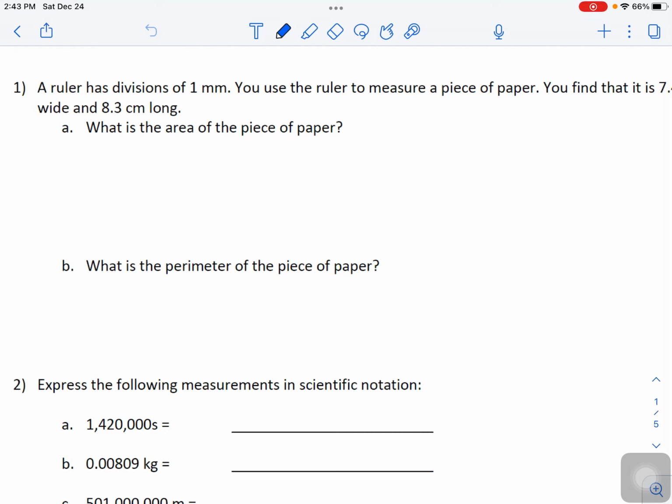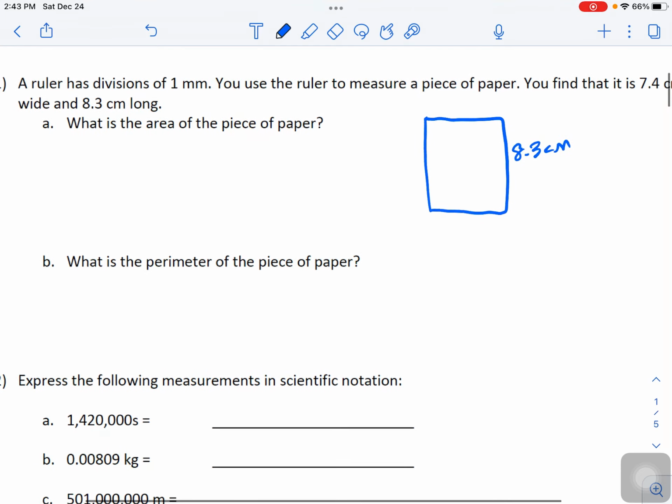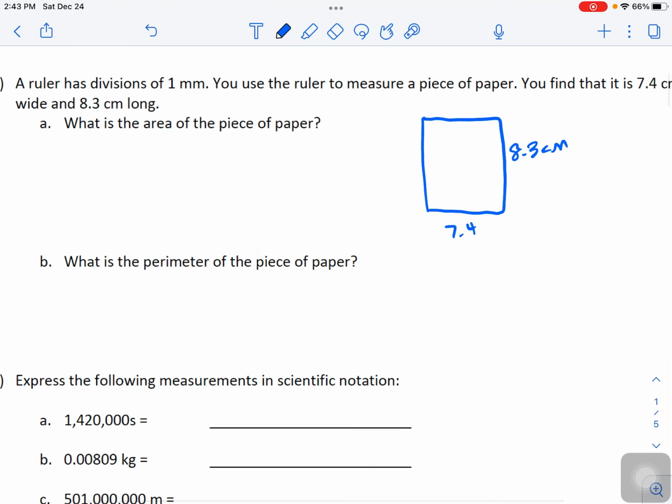So let's take a look at question number 1. I always like doing a visual of what we're dealing with. It looks like there's a piece of paper, and it says it's 8.3 centimeters on one side and 7.4 centimeters on the other side. Now, if we look at significant figures here, there's 2 in each of those. That's pretty straightforward. And it says, what's the area of the paper?